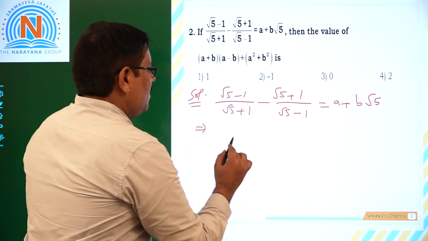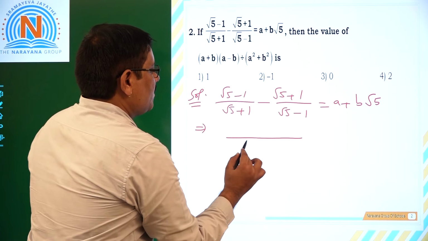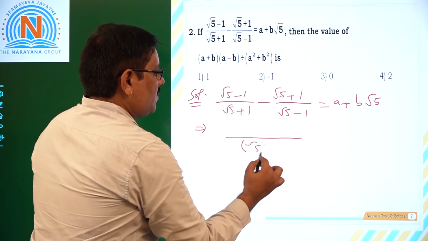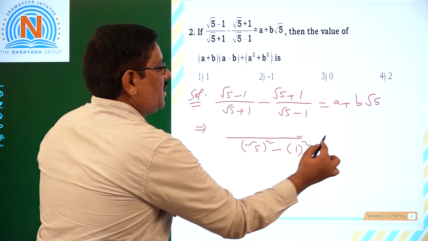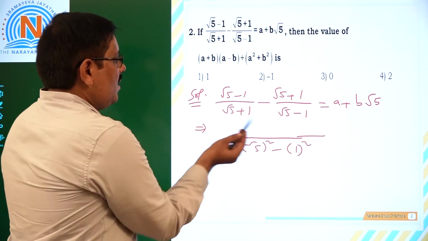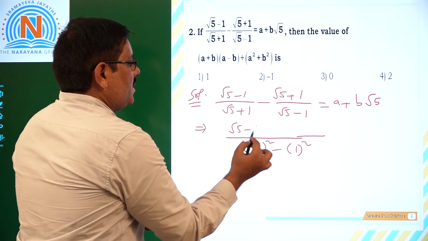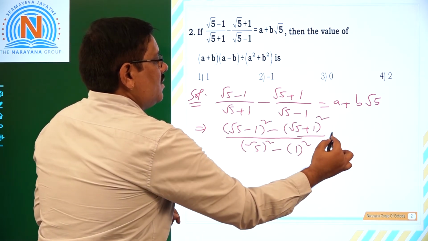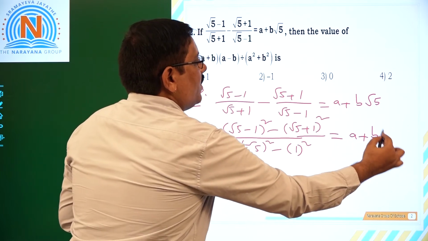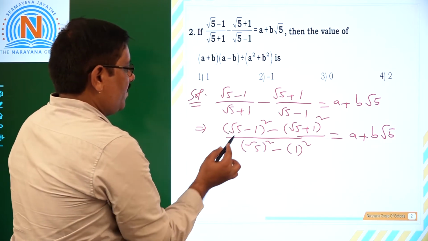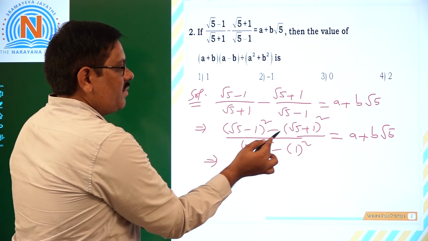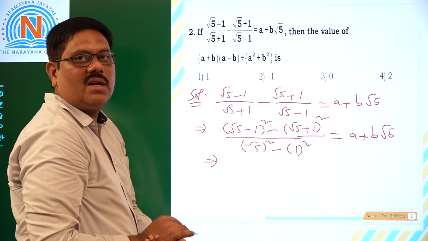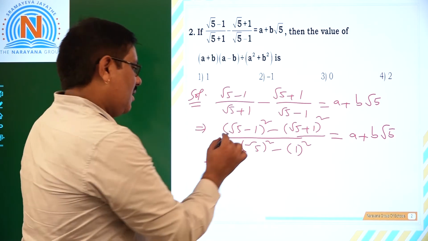Find out the LCM. What is the LCM now? Root 5 plus 1 times root 5 minus 1 is root 5 whole square minus 1 square. Directly I am writing a square minus b square. Now the numerator is root 5 minus 1 whole square minus root 5 plus 1 whole square. That is going to be a plus b root 5. Let us further simplify. It is nothing but a minus b whole square minus a plus b whole square. What is a minus b whole square minus a plus b whole square? Minus 4ab.